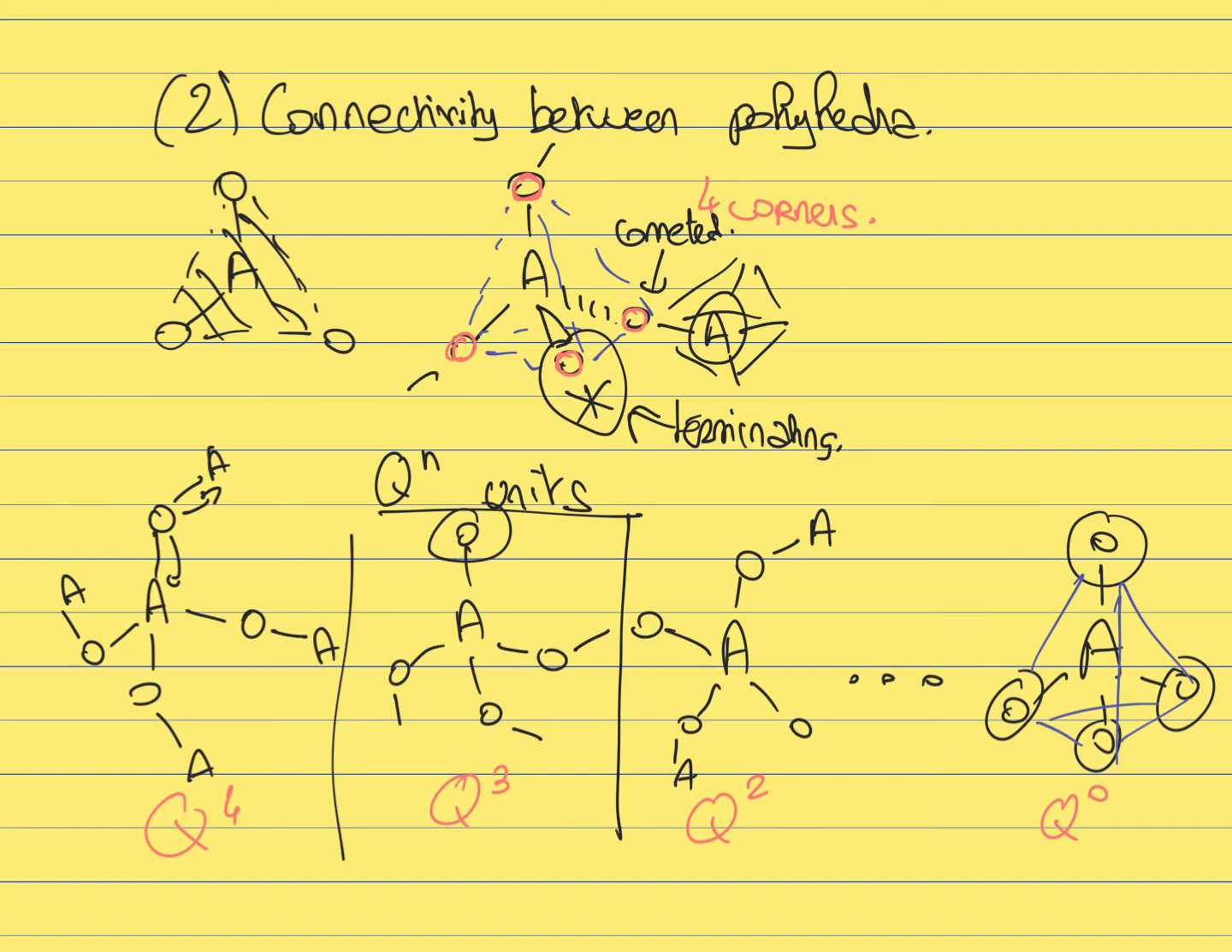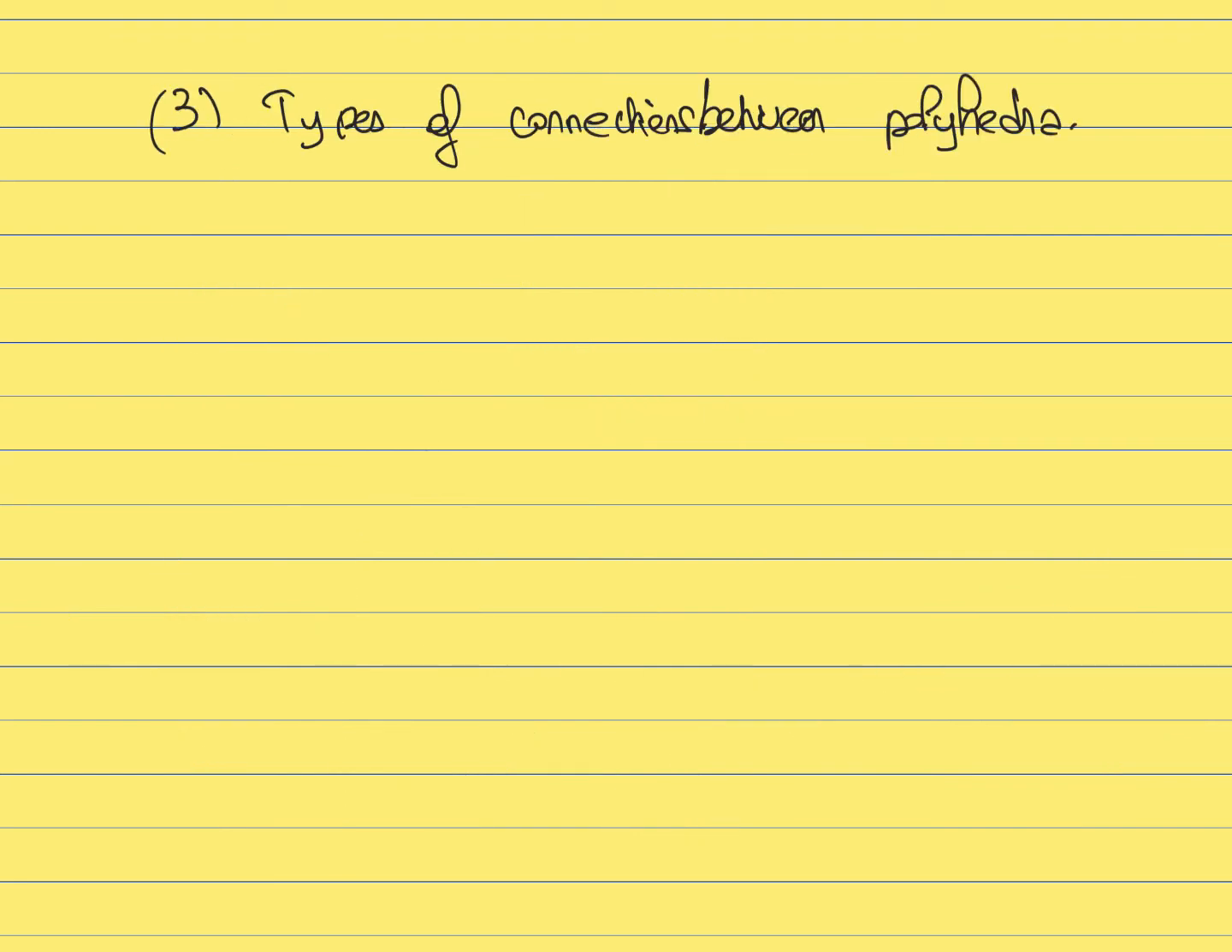So that's going to be the second thing. The first thing in the Zachariasen rules is the connectivity of the atoms given by their coordination number. The second aspect of the Zachariasen rules is the connectivity between the polyhedra based on those Q4, Q3, Q2, Q0 units. And the last thing that matters in the Zachariasen rules is not only how many connections you have in between the tetrahedra, but what type of connections you have.